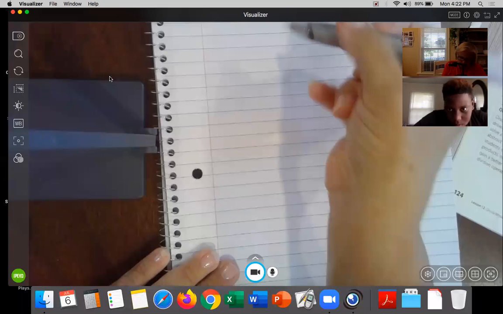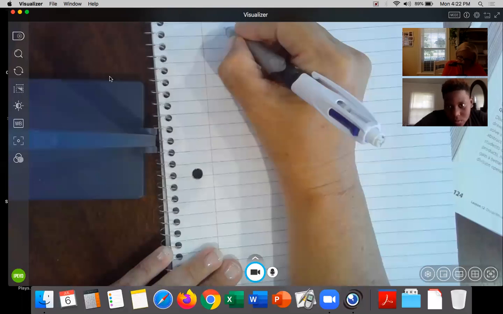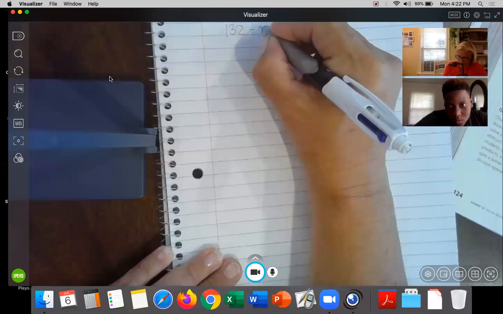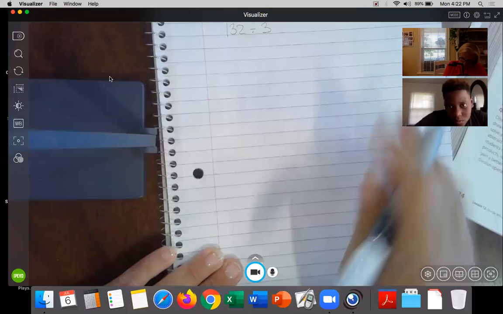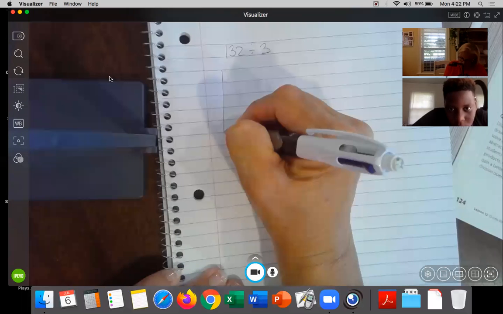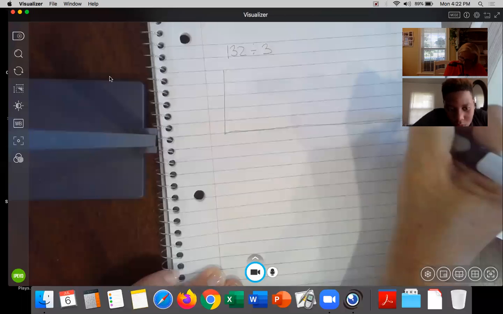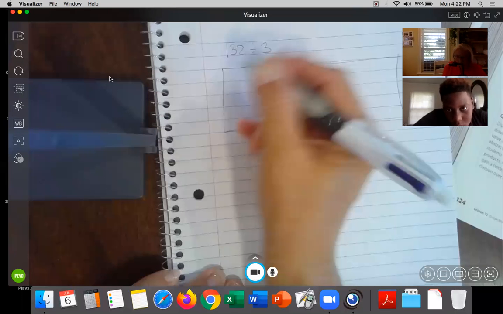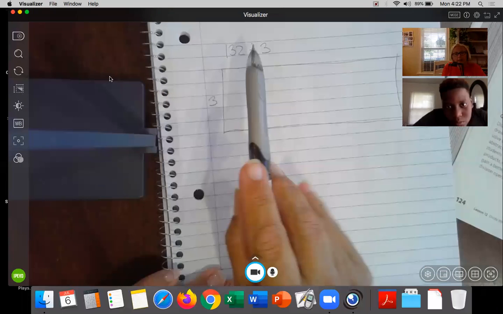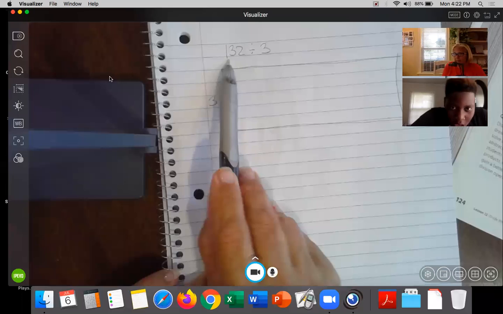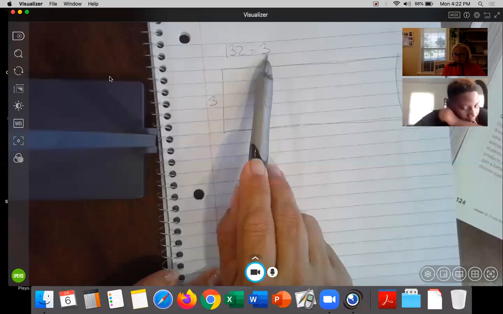132 divided by 3. So I'm going to come in. I'm going to draw my box. And I know that I'm going to be dividing by 3. This is my dividend. This is what I'm dividing. This is my divisor, what I'm dividing it by. And my answer will be my quotient.